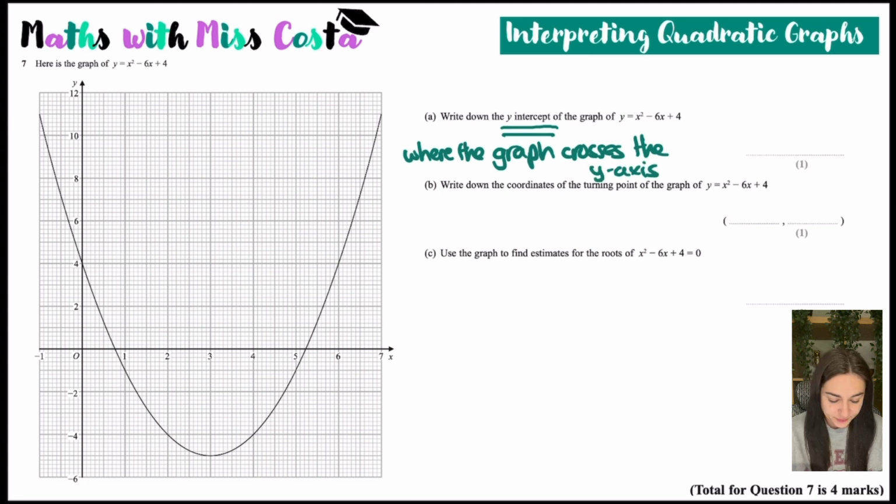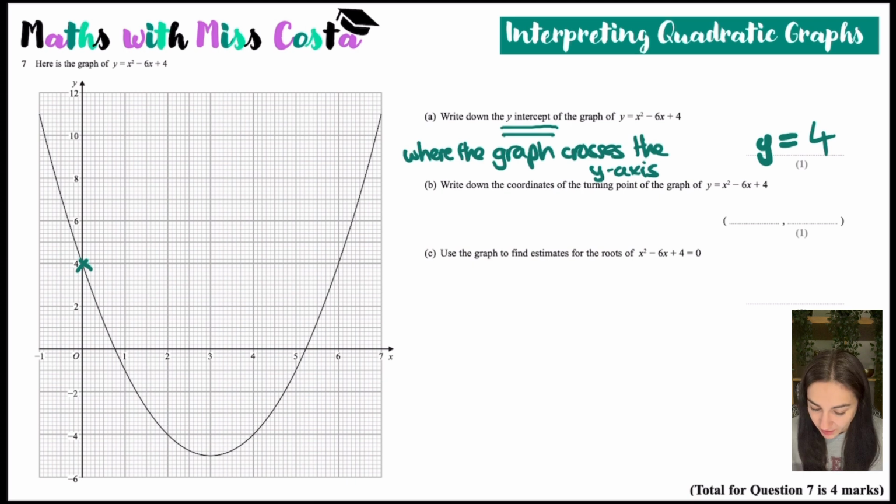So we just need to literally find the point where it crosses the y-axis, which is over here. The y-intercept is always going to have an x-coordinate of 0 and the y-coordinate is 4. So if they asked for a coordinate, it would be 0, 4, but they actually just want to know the y-intercept. So we could just say y equals 4.